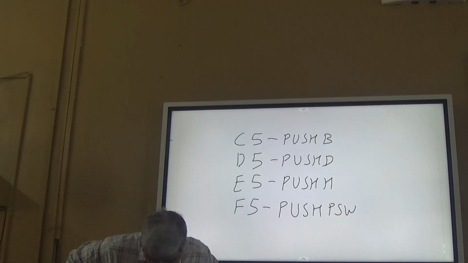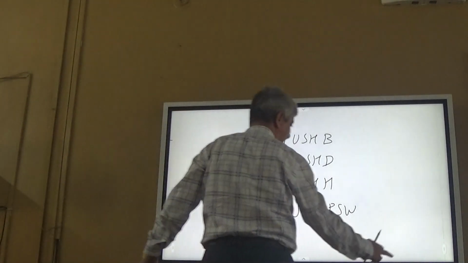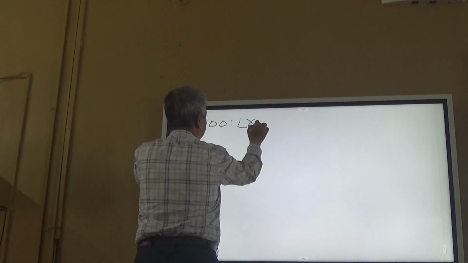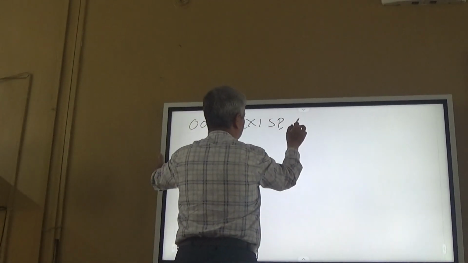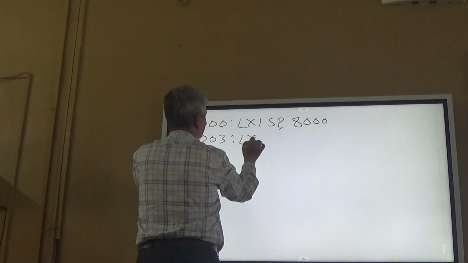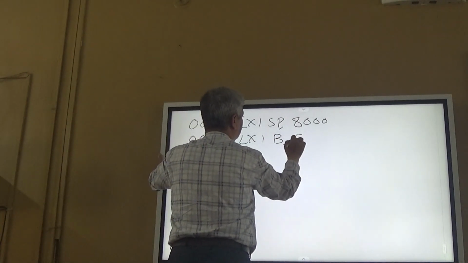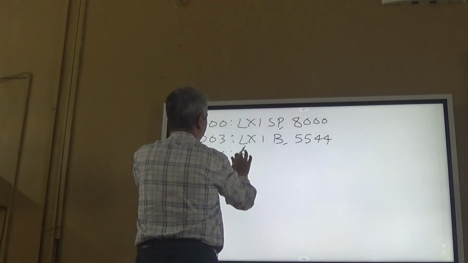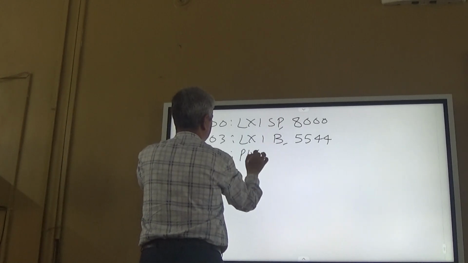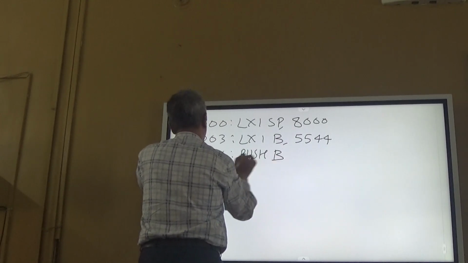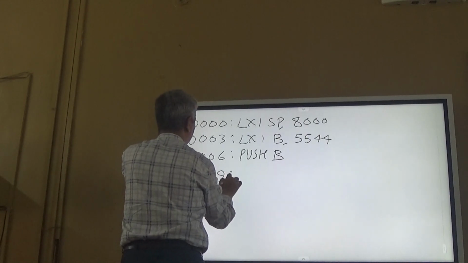So with this, I write 2 instructions and expect that you should be able to write the entire sequence. 0000 LXI SP, 8000; 0003 LXI B, 5544; 0006. आणि दोन्ही एकदम शिकूया आपण. 0009 POP D.